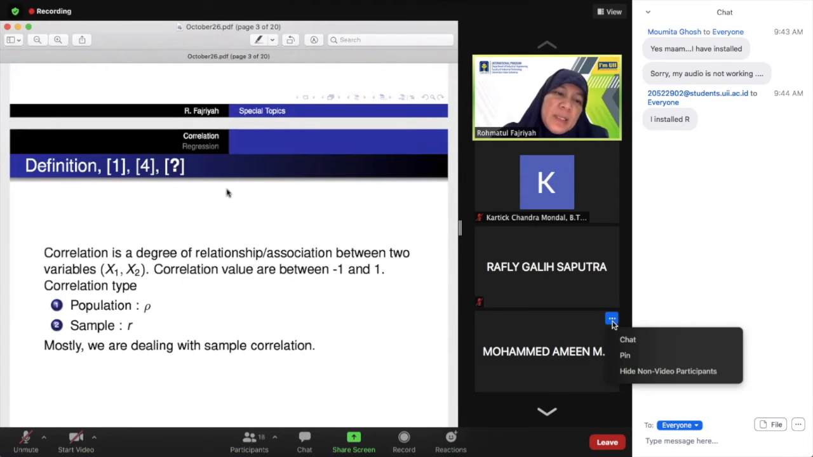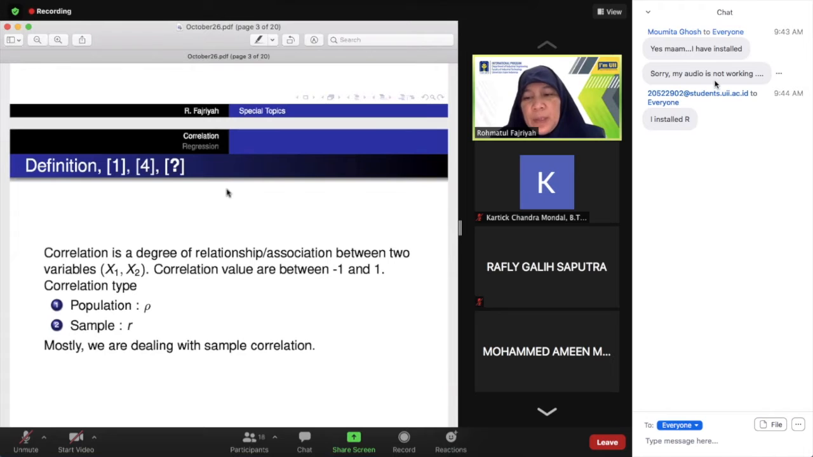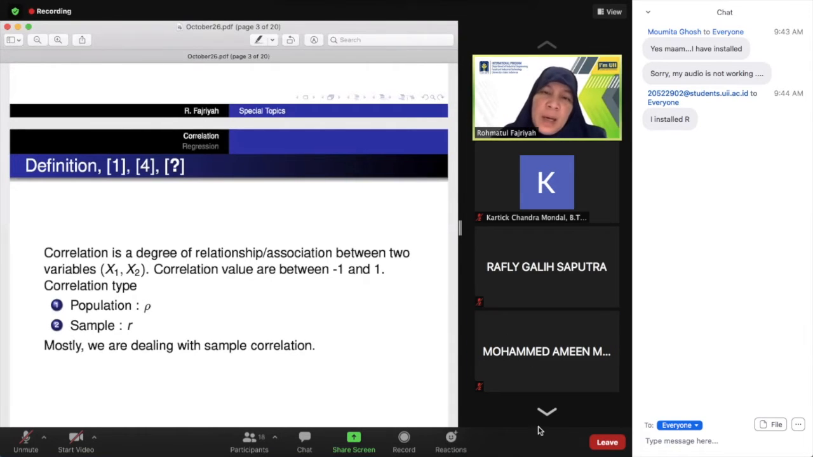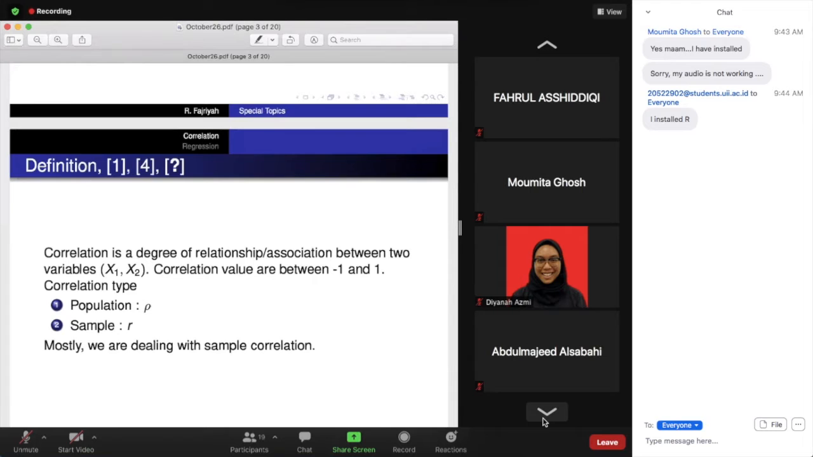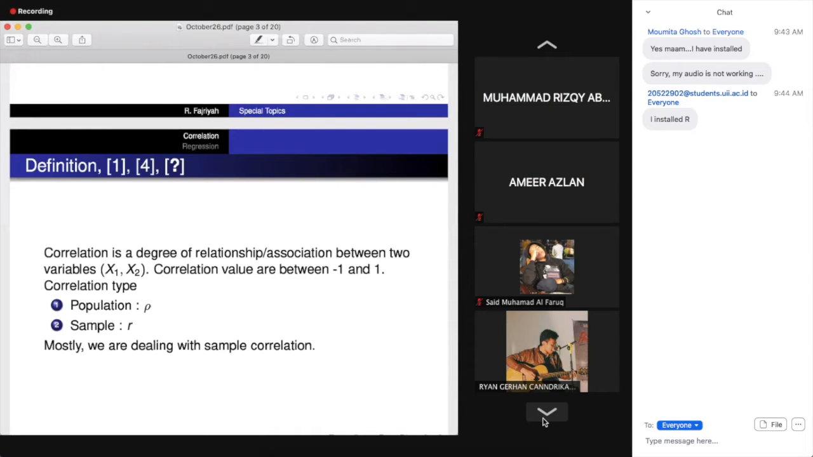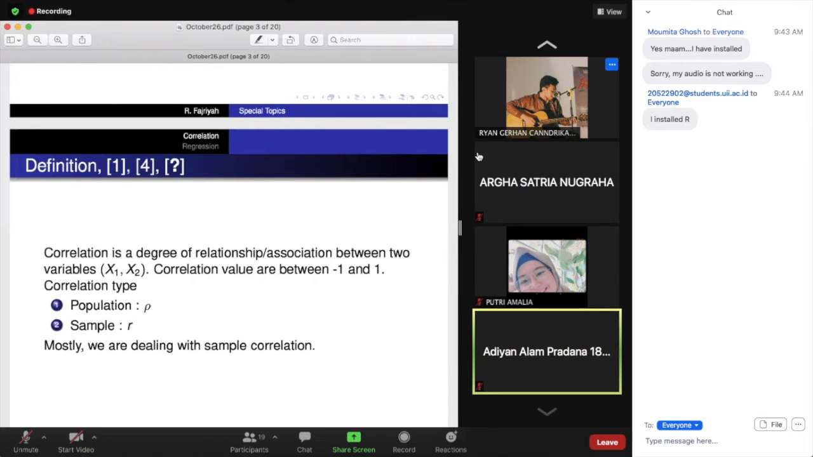So correlation is a degree of relationship or association between two variables. For example, the two variables, we can call them x1 and x2, okay? The correlation value will be between -1 and the maximum is 1, okay? Then there are two types of correlation. The first one is population correlation. The second one is sample correlation.